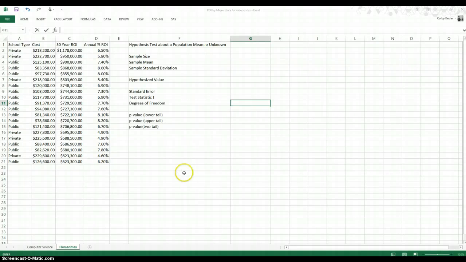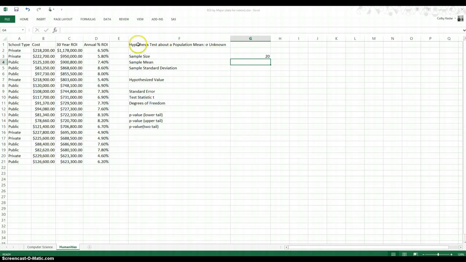All right, looking at my humanities data, I am going to do a hypothesis test for the population mean where sigma is unknown. So using this sample, I'm going to do my hypothesis test. To find my sample size, again, if I did not know immediately what it was, I can do equals COUNT, open parenthesis, and then I'm looking at my cost, select that, and of course I have 20.